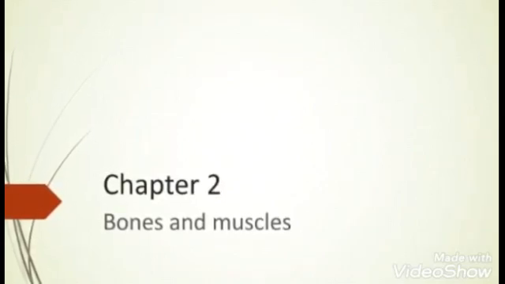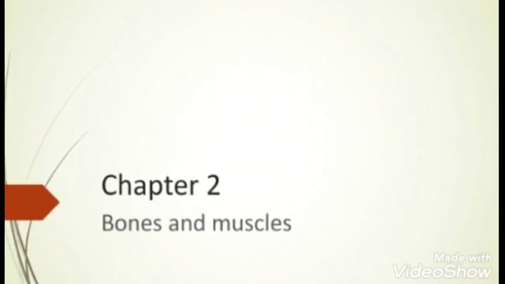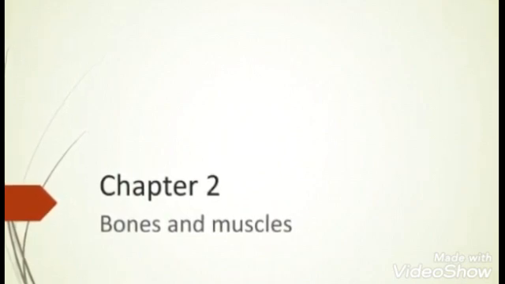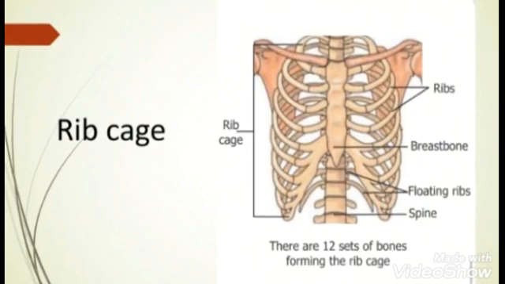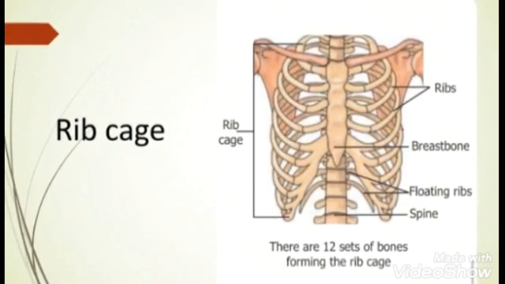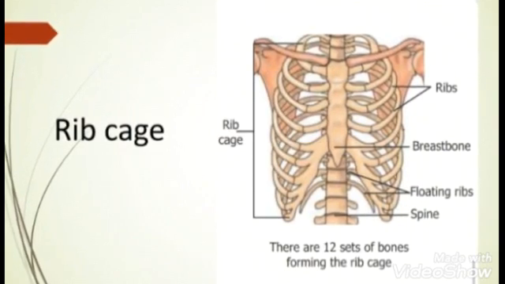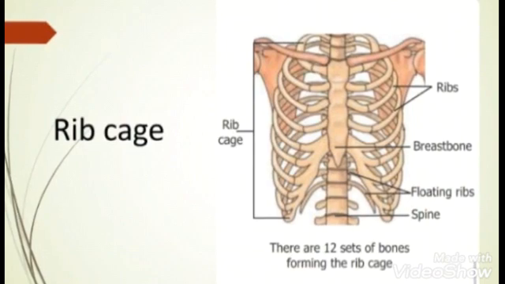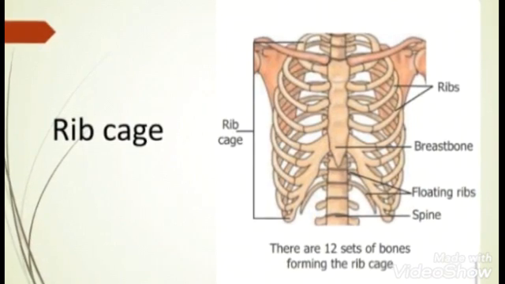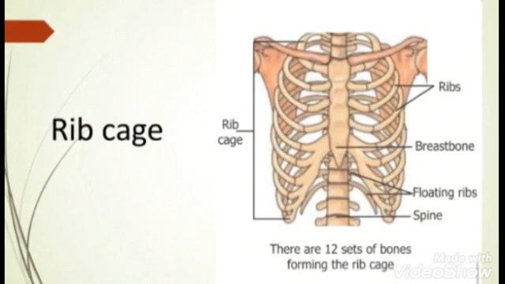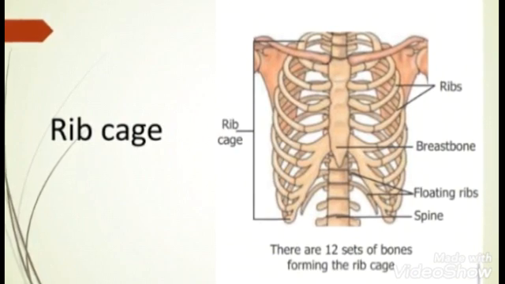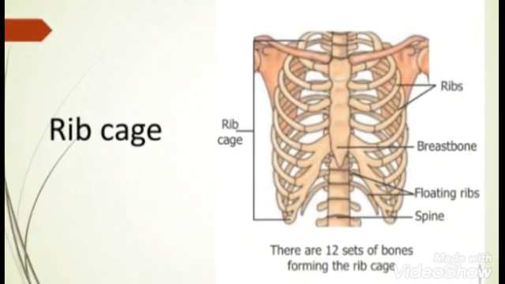Today I am back with new topics: ribcage, joints and muscles. So let's get started. Our first topic is ribcage. Before knowing about ribcage, we need to know about ribs. What are ribs? Ribs are delicate bones found in the chest region. It means bones of the chest region are called ribs.